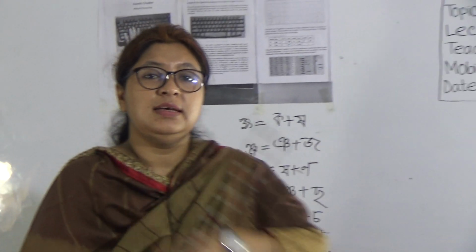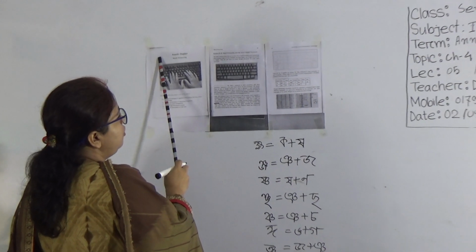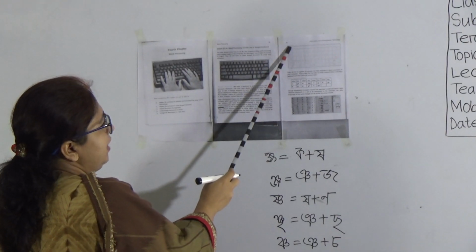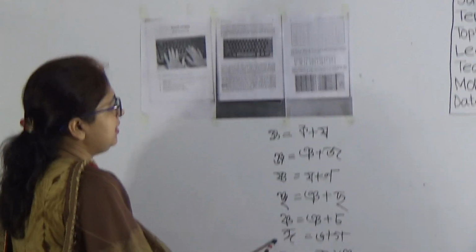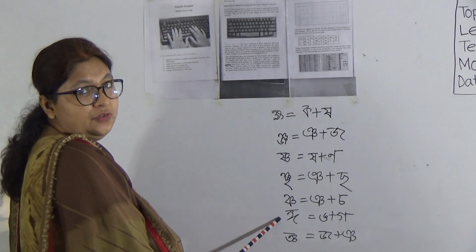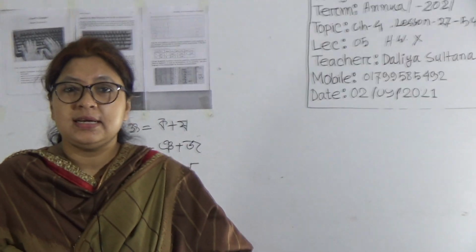The rest of chapter 4 we will complete in our next class, and you have to read this chapter again, pages 54, 55 and 56, and try to type these conjunct letters on your keyboard. Okay, dear learners, I hope you understood today's class.